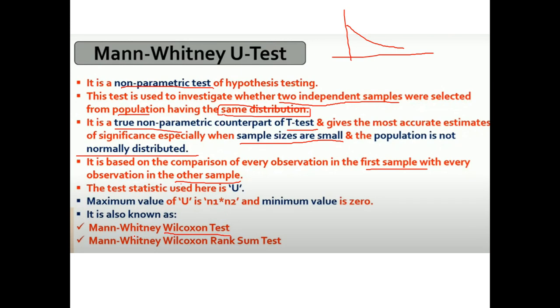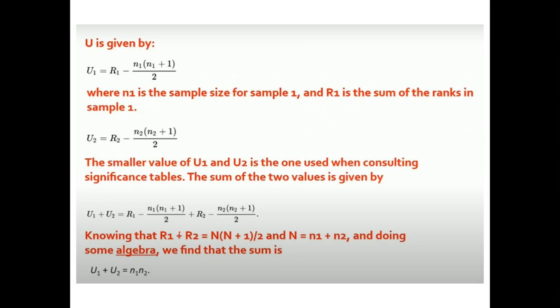There are two types. This is also known as the rank test, the Mann-Whitney Wilcoxon test and the Mann-Whitney rank sum test. They have a certain formula you have to apply, and decide how we are calculating these values based on U.